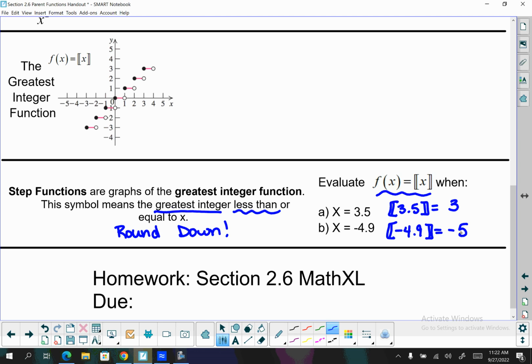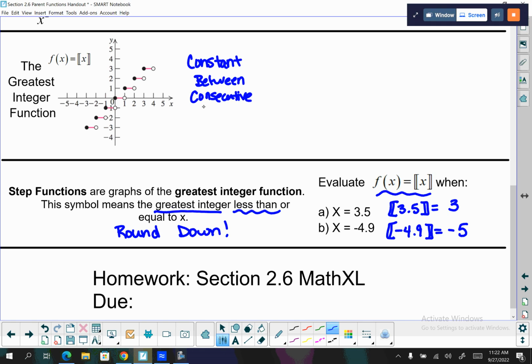So now naming properties of it. What's the first one at the top there? Increasing, decreasing, constant. Is there anywhere where this graph is increasing? Decreasing? Constant? Yes, it is constant. And I'm just going to say we're not going to use interval notation. Usually we do, but it's kind of tricky with this one. So we're just going to say constant between consecutive integers, meaning any two integers that are next to each other, we're going to have a little horizontal line between them. So between 1 and 2, 2 and 3, 3 and 4, forever.